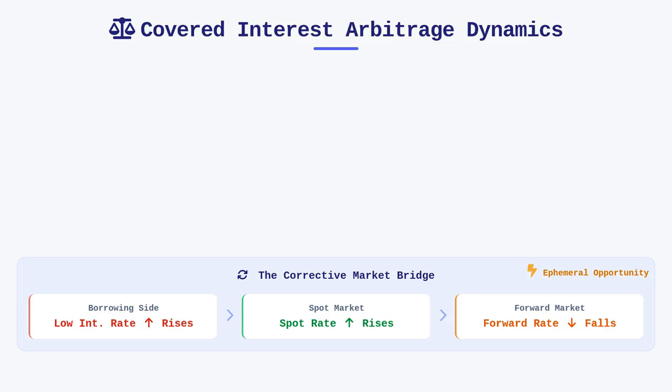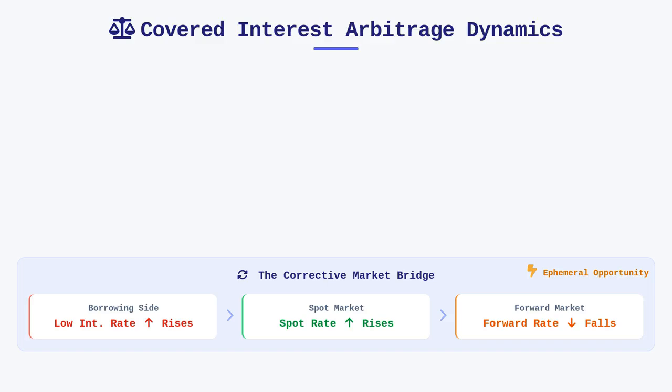It is important to remember that these opportunities are often ephemeral in the modern electronic trading environment. As soon as traders identify the mispricing and start borrowing in the low-interest currency, they drive that interest rate up. Simultaneously, their buying of the foreign currency in the spot market and selling it forward in the forward market puts downward pressure on the forward rate and upward pressure on the spot rate. These supply and demand forces act as a corrective bridge until the arbitrage opportunity vanishes beneath the transaction costs.